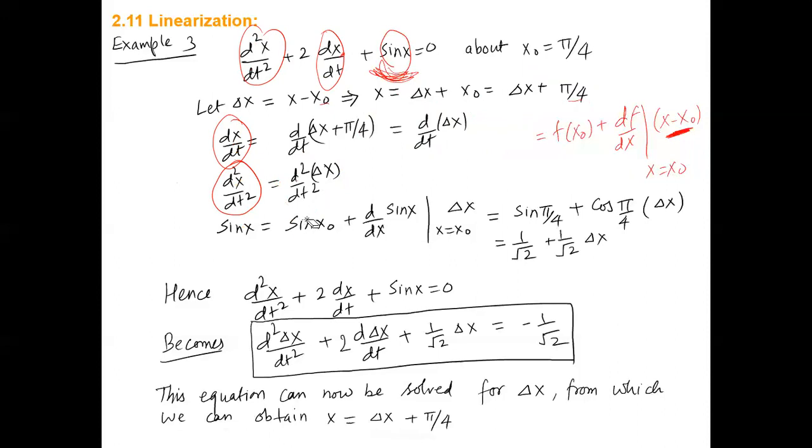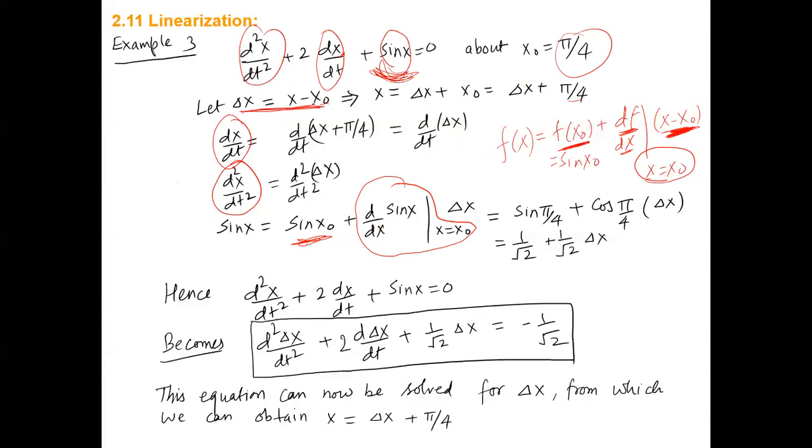How do you linearize it? Suppose your function is again sin x. So sin x equals sin x0, this is your f of x0. And what is the next term? The derivative of the sin function with respect to x calculated at x equals x0, which is pi over 4, times x minus x0, which we simply call delta x. Then you simplify it. This is sine x0, which is sine pi over 4. Then the derivative is cosine x0, x0 is pi over 4, so cosine pi over 4. Then delta x is there.